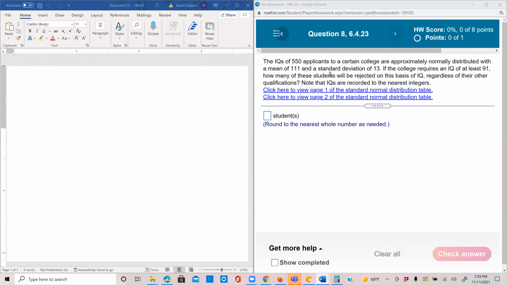IQs of 550 applicants to a certain college are normally distributed with mean 111 and standard deviation 13. If the college requires an IQ of at least 91, how many of these students will be rejected on the basis of this IQ? The ones who will be rejected will have an IQ of less than 91, because you need at least 91 to be accepted. So we need the probability X less than 91.